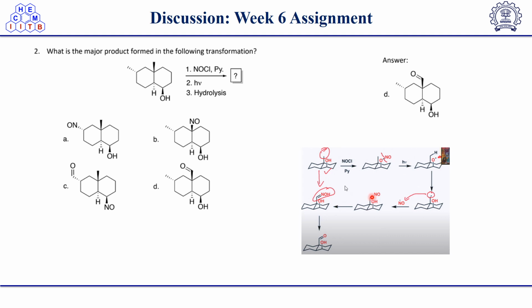So this is the enolized form of this NO. That is, one proton is subtracted from here, so it will become a double bond NOH. This is like the enol form, and from here it can be hydrolyzed to get this aldehyde. So that is the mechanism for this reaction. So this is the named reaction, the Barton reaction.